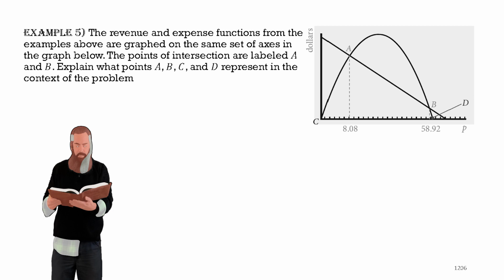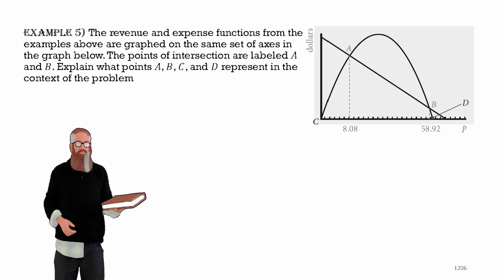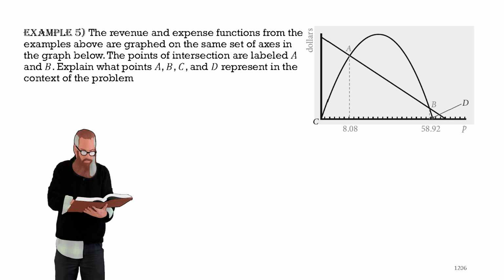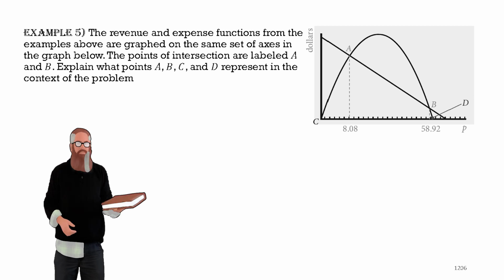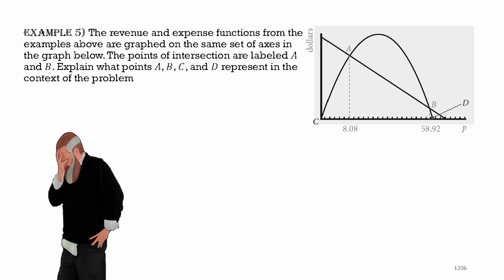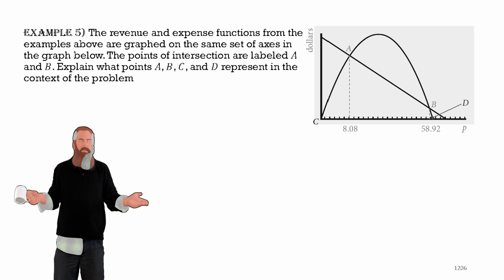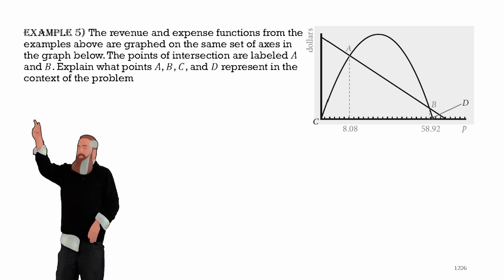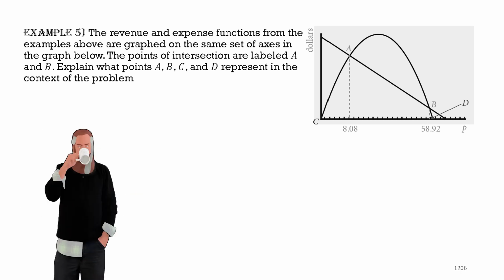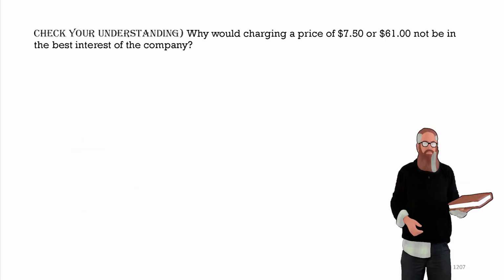Before intersection point A, the expense is greater than the revenue. The first break-even price is approximately $8.08. The second is approximately at $58.92. From point A to point B, the revenue is greater than the expense. To the right of point B, the expense is greater than the revenue. Points C and D are the coordinates of the roots of the revenue equation. The graph confirms the fact that when p is equal to 0 and p is equal to 60, there is no revenue.